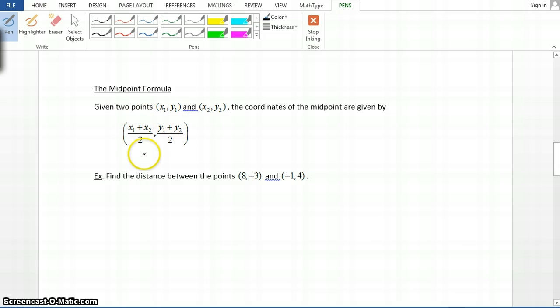Your midpoint should return an ordered pair. You need an x coordinate and a y coordinate. Add them together, divide by 2. Add those together, divide by 2.